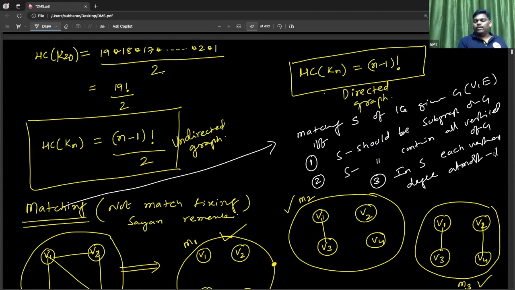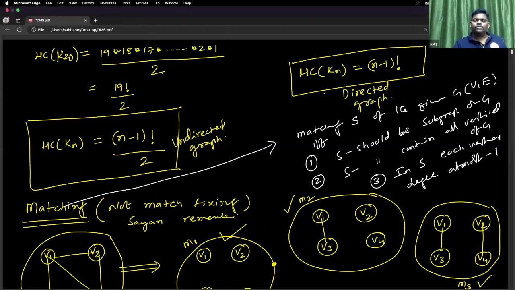In S, each vertex degree is at most 1. A matching S of a given graph G(V, E) is such that, first, S should be a subgraph of G. Second, S should contain all vertices of G. Third, in S, each vertex degree is at most 1. Any doubts, let me know.